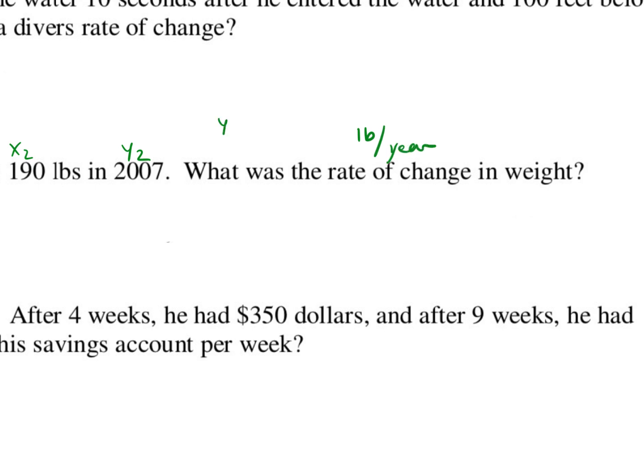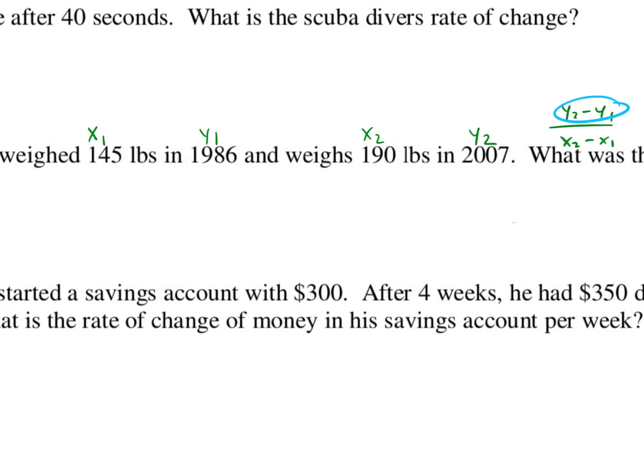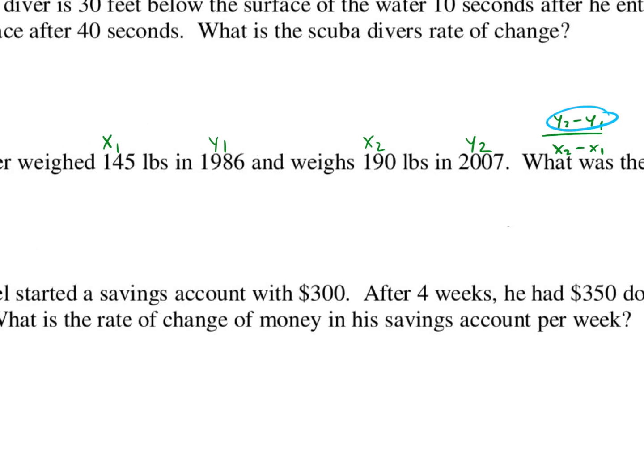So in our formula, we have y2 minus y1 over x2 minus x1. On top should be the pounds. So our pounds should be the y. Does that make sense? So just be careful when labeling. If you need to, write your units first to see which number is going to be on top and which one's going to be on the bottom. So since we're talking about pounds per year, pounds needs to be the y because that's on top. So this will be y1 and x1 and y2 and x2.